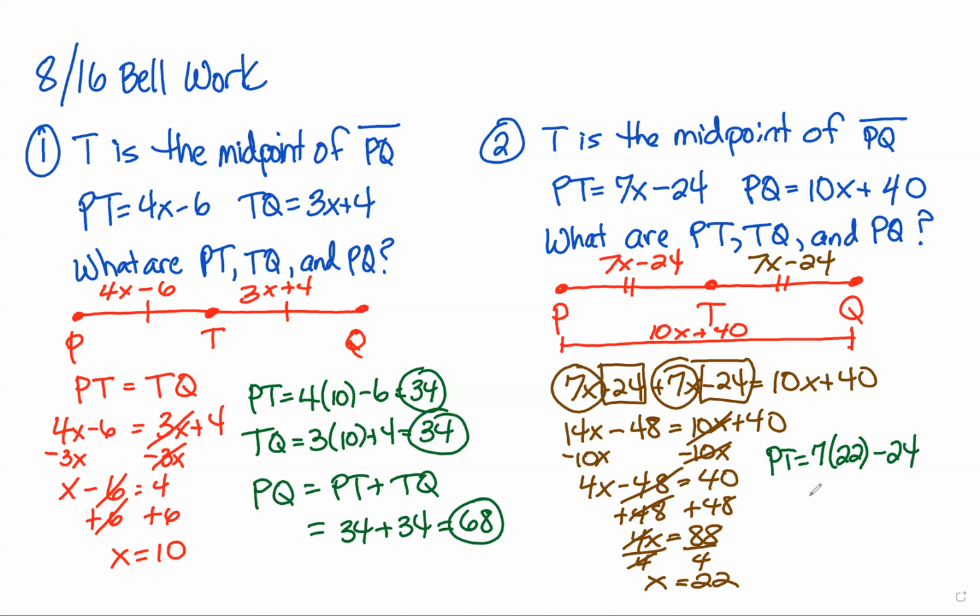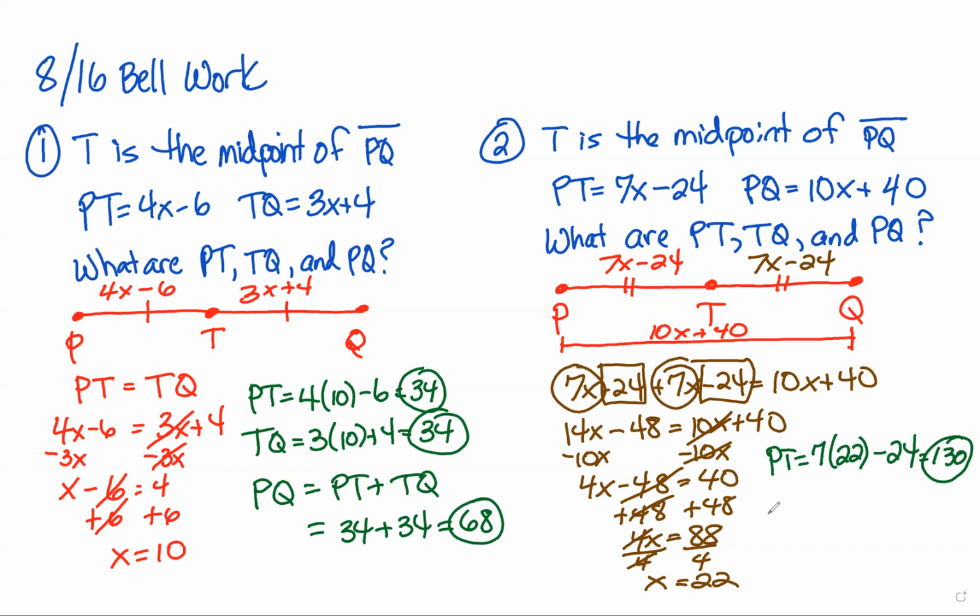Definitely going to want to use a calculator on this one, which remember, calculators are almost always allowed. So we're going to go ahead and do that. I'm using my calculator right now. I'm doing 7 times 22 and then minus 24. And so 7 times 22 minus 24 is 130.